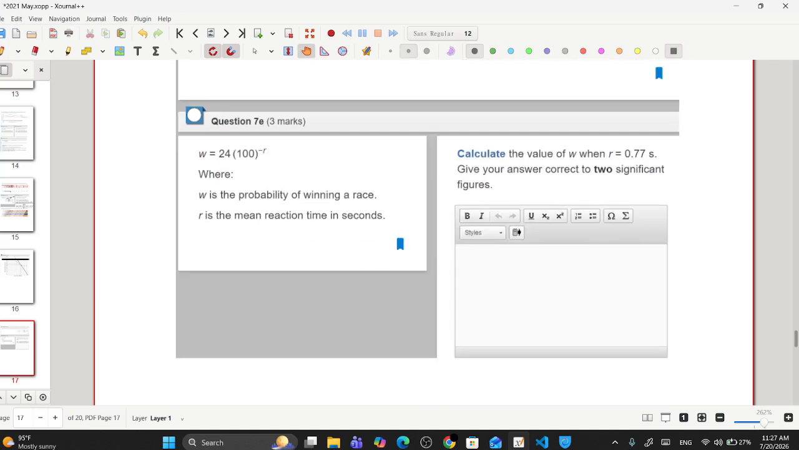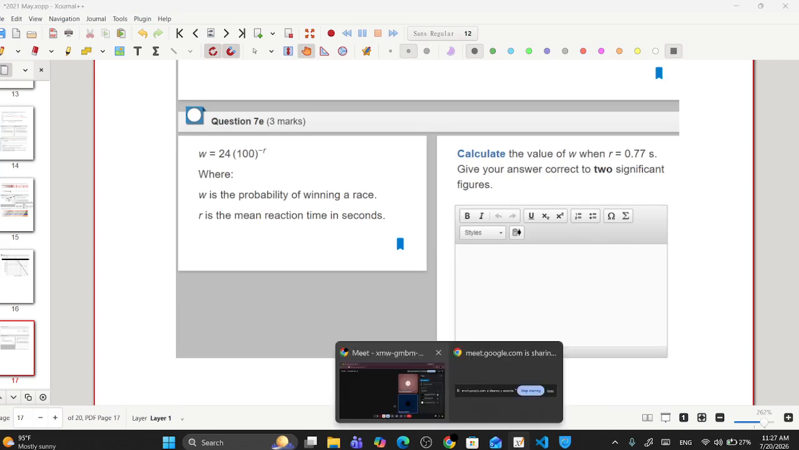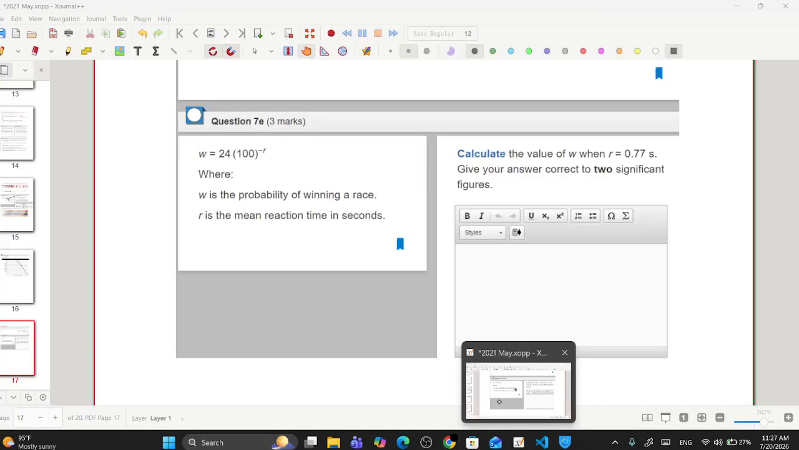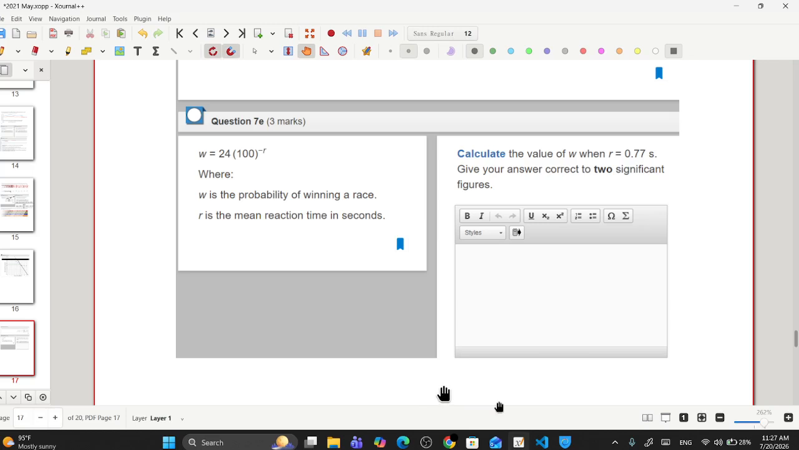Okay. W equals 24 multiplied by 100 raised to the power of negative r. Alright. Calculate the value of W when r equals 0.77 seconds.